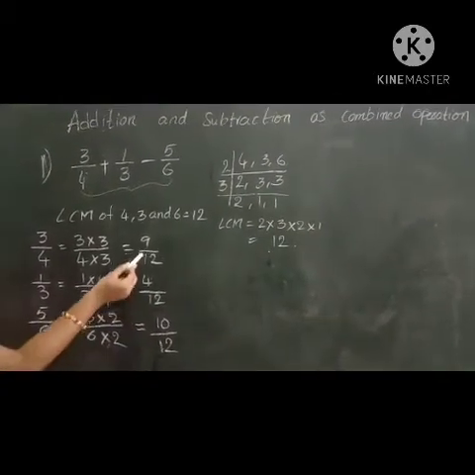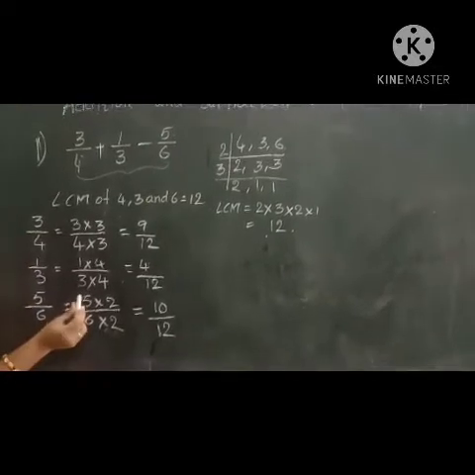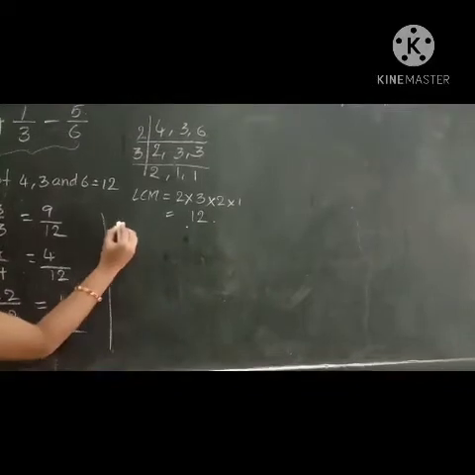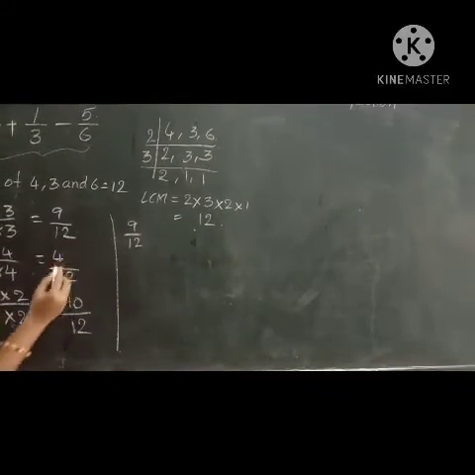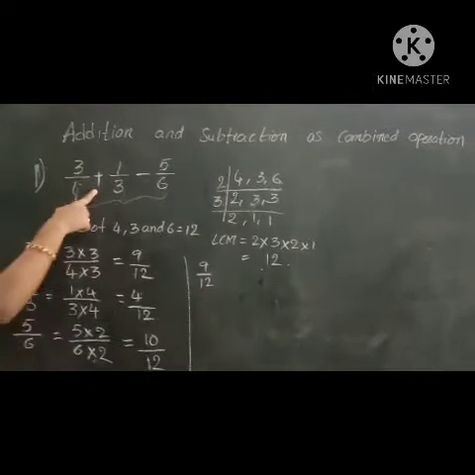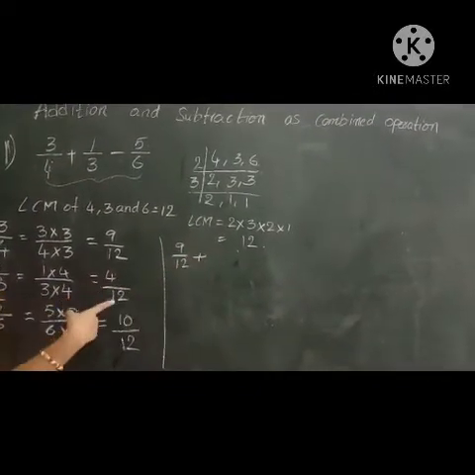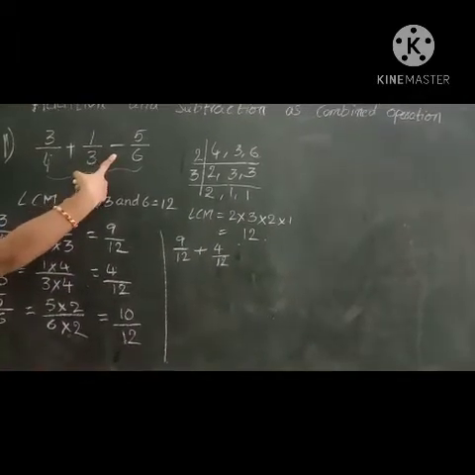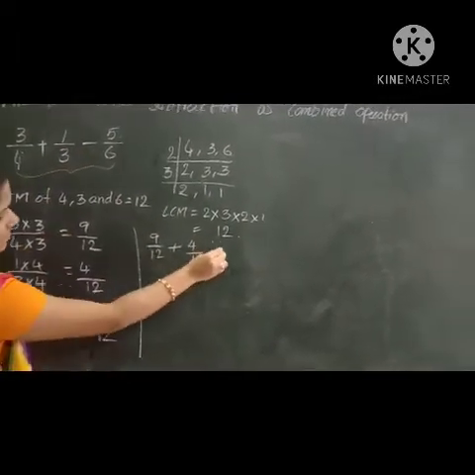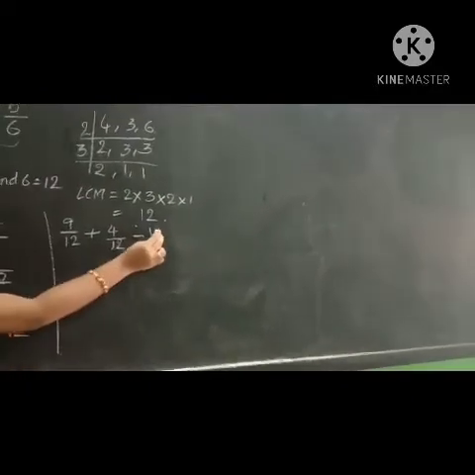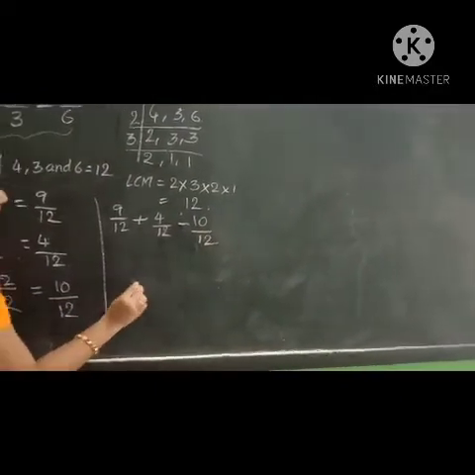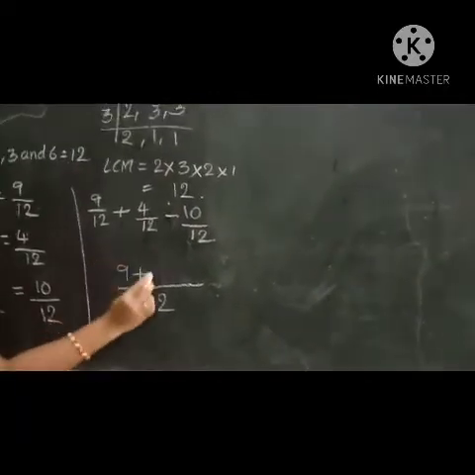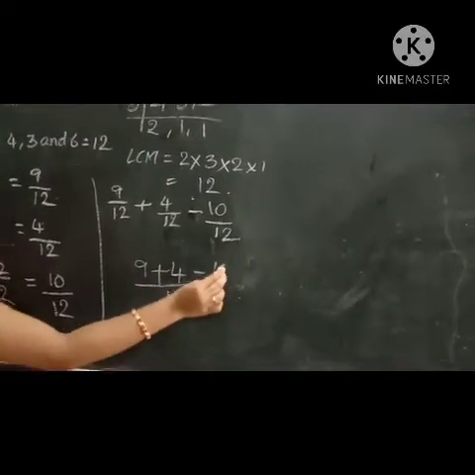Now we just have to add the numerators only. What do we have to add, children? Just the numerators. Right here, 9 by 12. Next one, what is the symbol here? Plus symbol, no? Right here plus 4 by 12. Next symbol, what is the symbol? The subtraction symbol is there, no? Minus 10 by 12. So take the same denominator, and next 9 plus 4 minus 10.